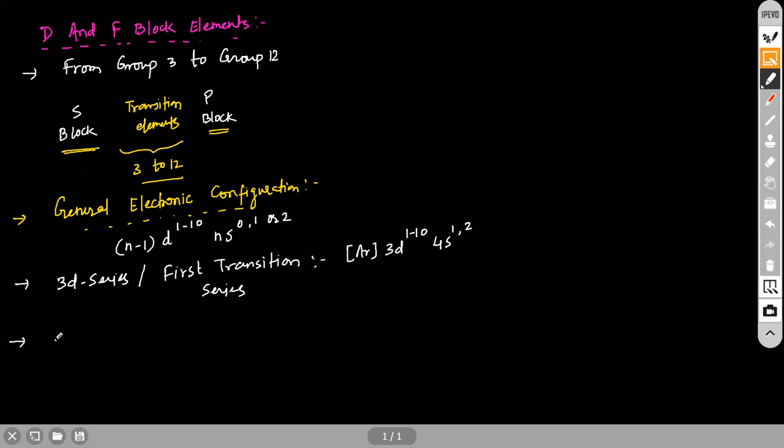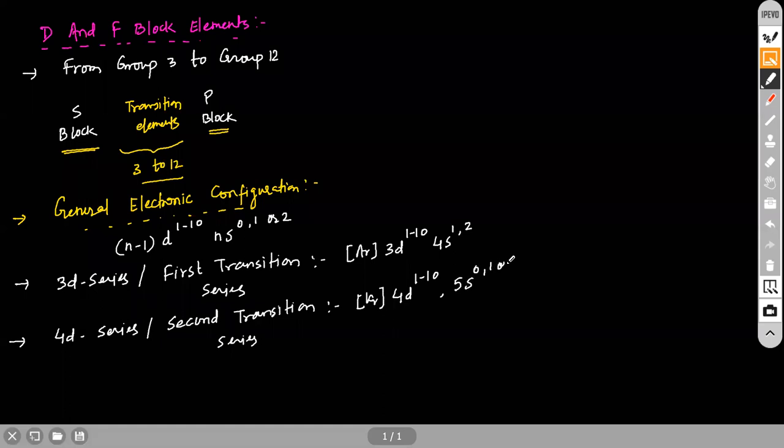Similarly, the 4d series, or we also call it the second transition series. The electronic configuration for this is krypton, 4d 1 to 10, 5s 0, 1 or 2. Here, the question they have asked is for which elements the 5s orbital has zero electrons. So write down for this one.